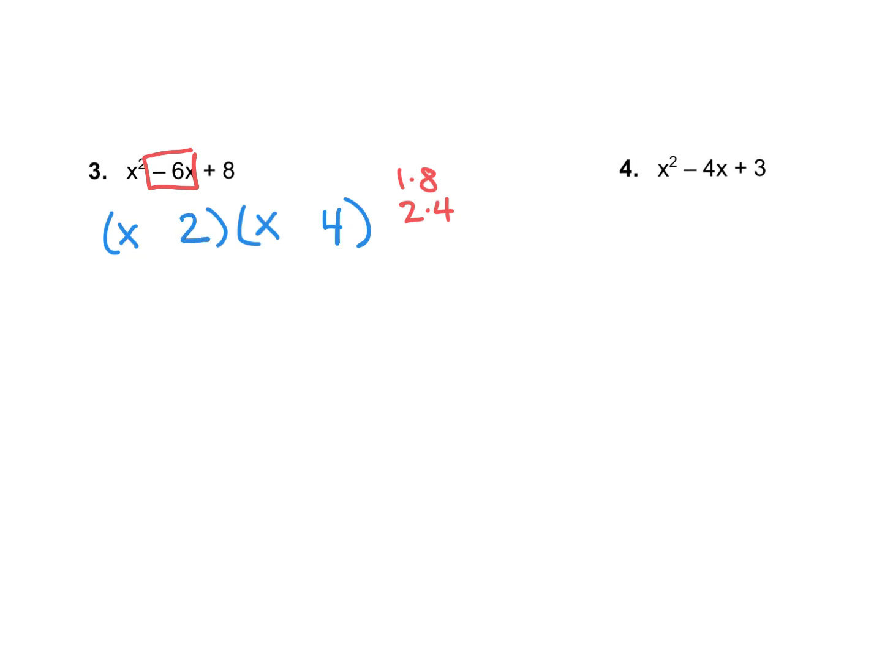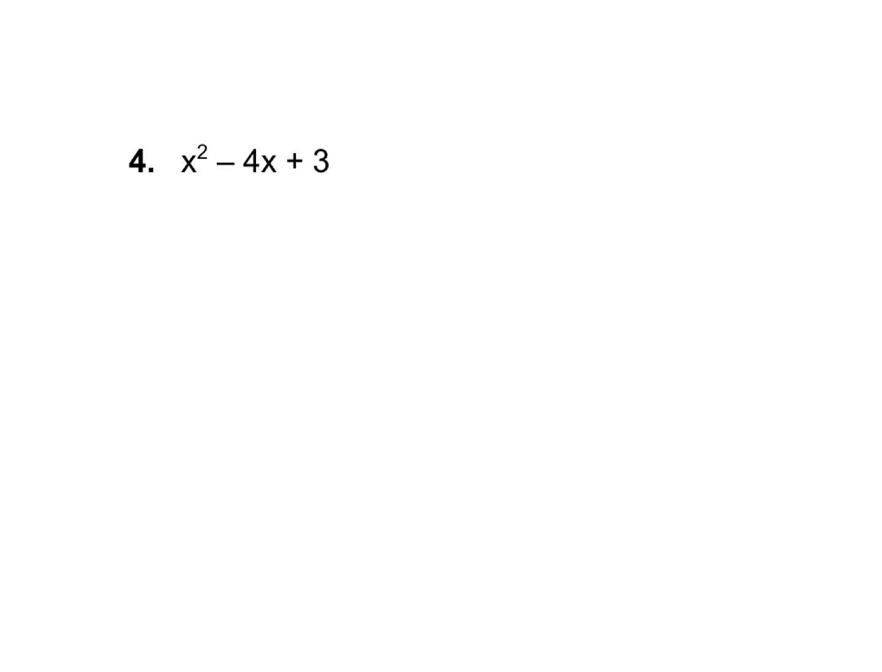Now first of all, when we look at this, we have our 2 times 4. This has to be a positive 8, but we need to have a negative 6 in the middle. And so instead of placing a plus there, what if we placed our minuses? So now we would have our x times x is x squared. For our middle terms, we'd have negative 2x and negative 4x, and that's going to make the negative 6x in the middle. And then negative 2 times negative 4 equals positive 8.